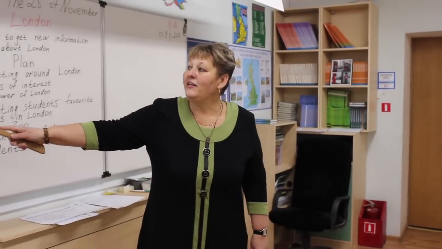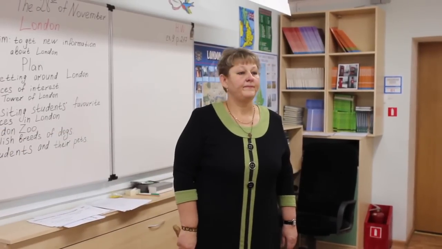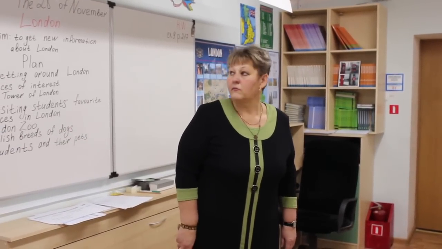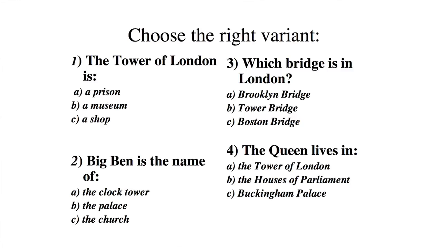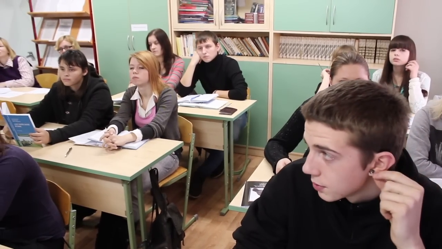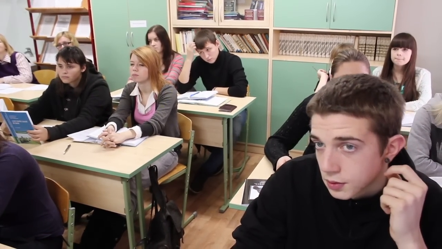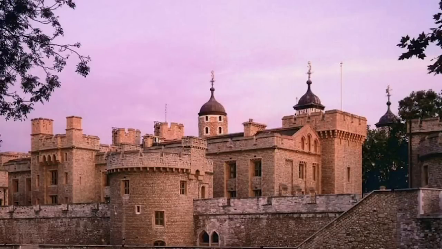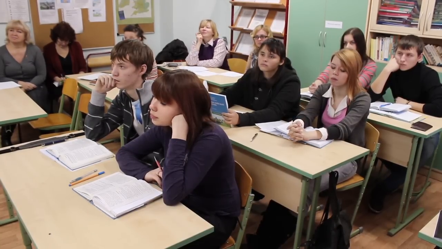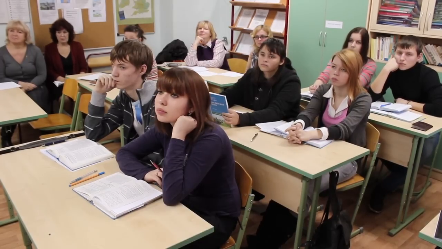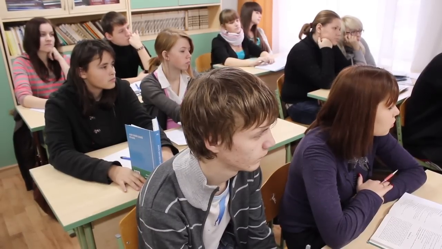Merkelova. Big Ben is the name of... Nastya. The Clock Tower. Right, you are. Which bridge is in London? Ira Kazakova. Tower. Right, you are. The Queen lives in Buckingham Palace. Right. Thank you. The next episode, please. One of the most interesting places, one of the oldest places in London is... What is it? Tower of London. Right. Alexei, will you help me with our TV? Please switch the TV set on and DVD.